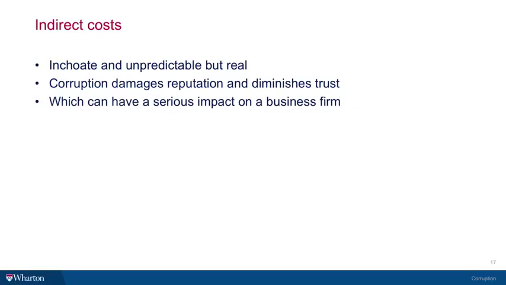So when we talk about indirect costs, there are some that are quite predictable. Pay a bribe, you're going to pay a fine. But there are inchoate and unpredictable costs that are real and that are significant. And among those costs, corruption damages the reputation of a firm, and corruption diminishes the trust that stakeholders, including customers, will have in that firm. All of this can have a serious impact on the ability of that firm to conduct the business that it wishes to conduct.